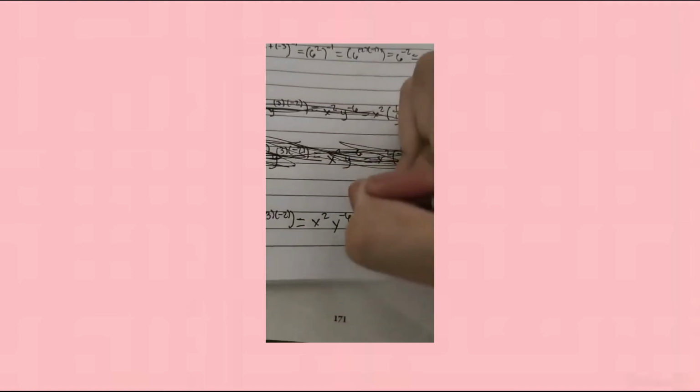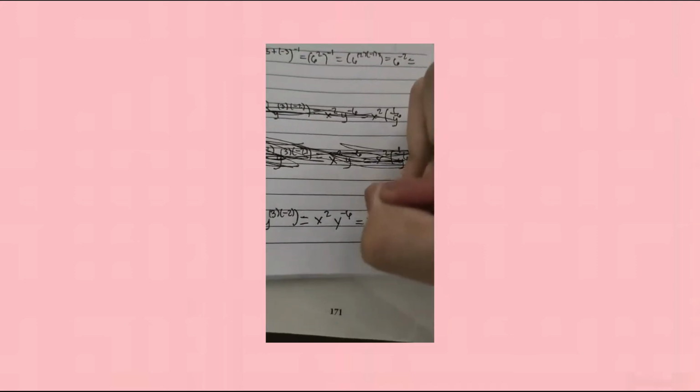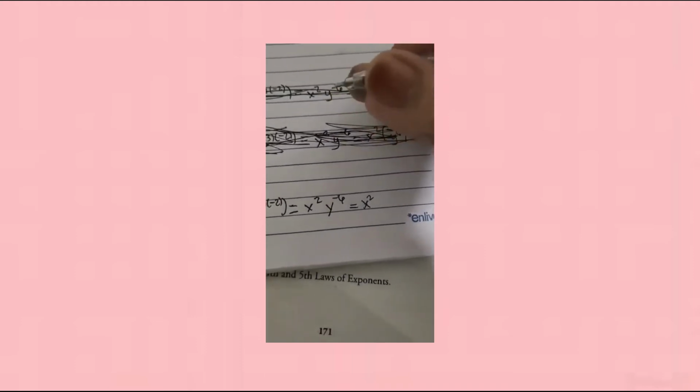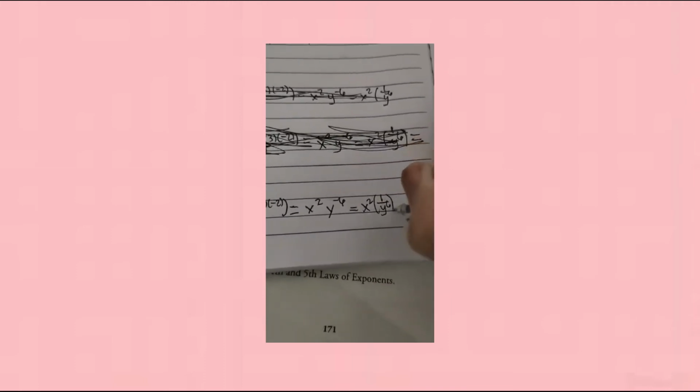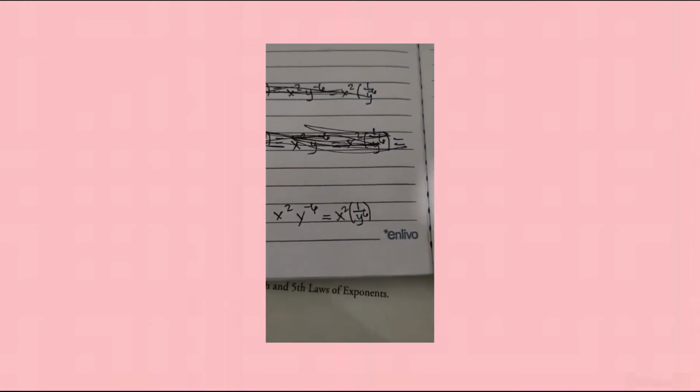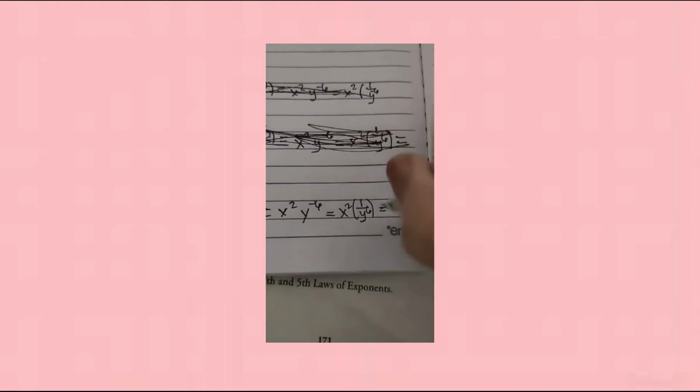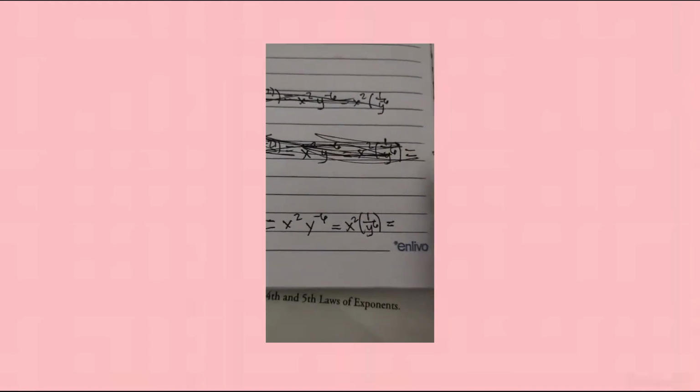Then we must apply the 6th law to y, and it will become x squared, and since we apply the 6th law to y, it will become 1 over y to the power of 6. Then we multiply it, and it became x squared over y to the power of 6, and that is the final answer.